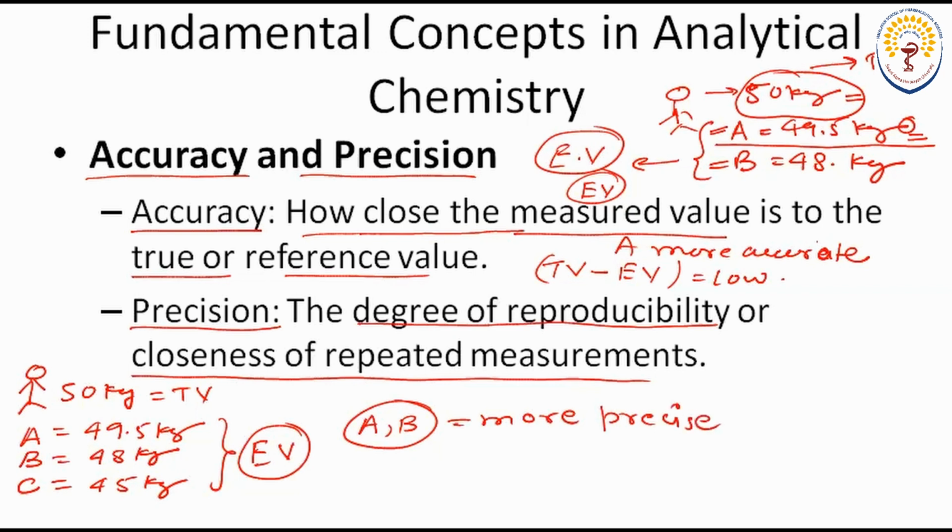So precision means the degree of reproducibility. If you are giving more precise experimental values, then your experiment has reproducibility. Precision indicates the reproducibility of the experiment, whereas accuracy tells us how accurate or how good or how specific our experiment is. So this was about accuracy and precision.